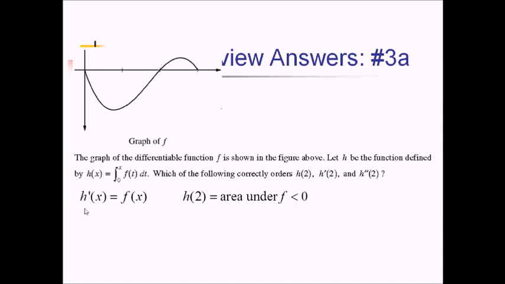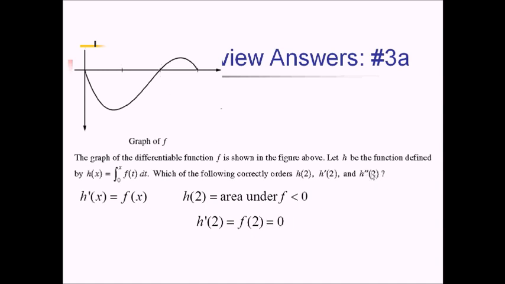Now since h prime and f are really the same thing, that means h prime of 2 is really just f of 2. And f of 2, assuming these grid lines are going by 1s, which we have to assume if they're not labeled, f of 2 is just 0. It's right on the x-axis.